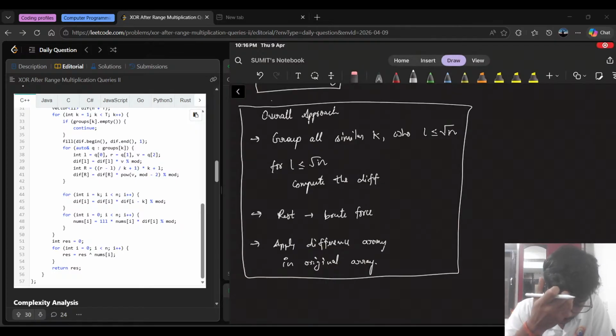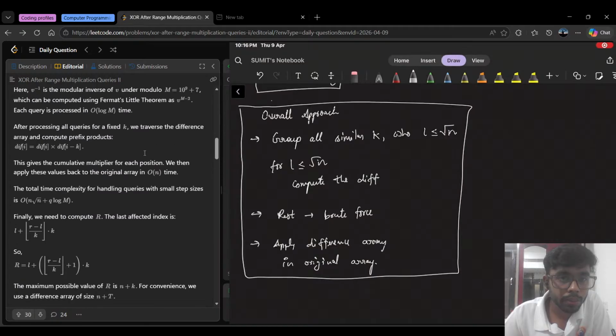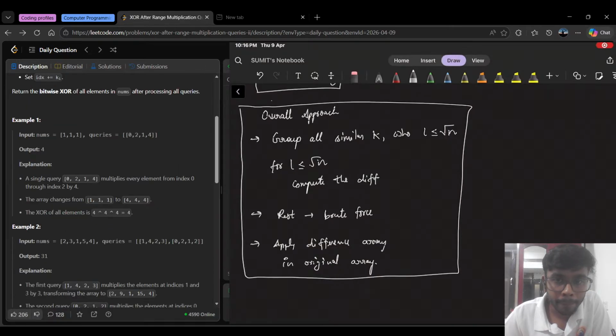So we have got this approach, how we will be solving this problem. Now what we have to do is just code the thing. This was the brute force approach. Now let's go for this.